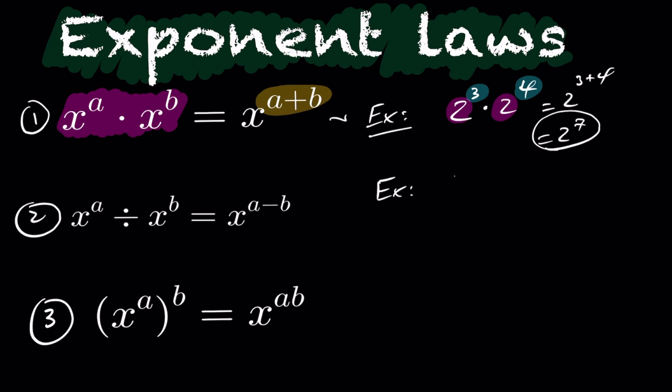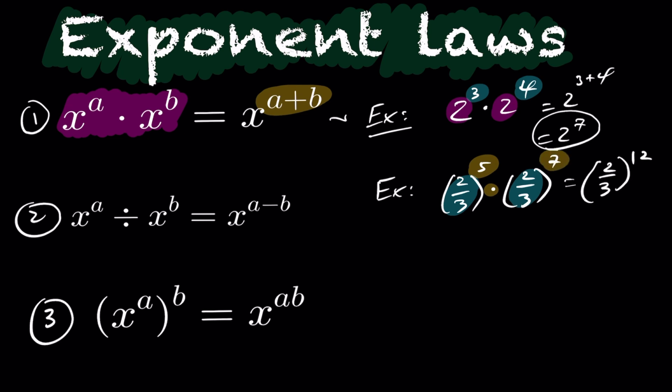So we can have something like 2/3 to the power of 5 times 2/3 to the power of 7. If you had that, you'd be viewing this as my base, and this is my base, and I'm multiplying with the same base. Because of that symbol there, I'm going to go ahead and add the exponents, in which case this is 2/3 to the power of 12.